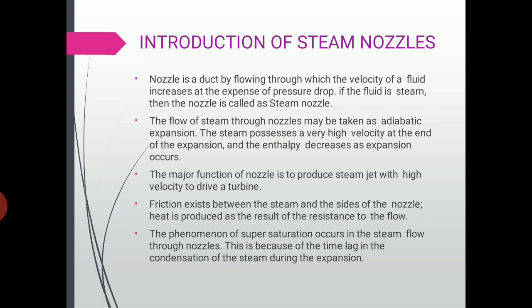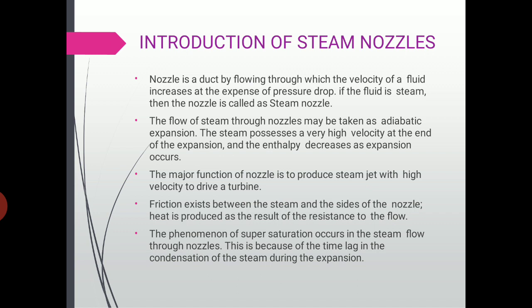So the major function of a nozzle is to produce a steam jet with high velocity to drive a turbine. Where exactly are we using the steam nozzle? In the case of steam turbines we are using nozzles, where a high velocity jet of steam impinges on the blades of the turbine. Friction exists between the steam and the sides of the nozzle, so heat is produced as a result of resistance to the flow.